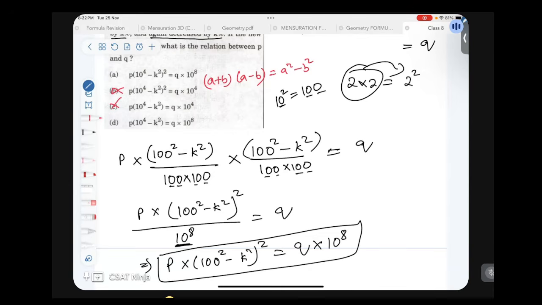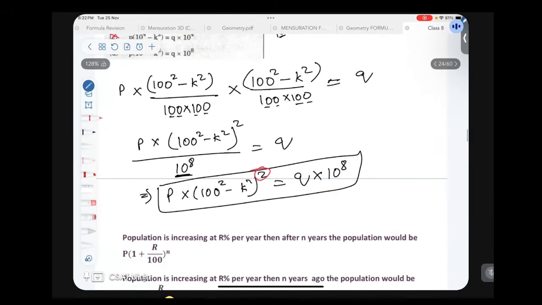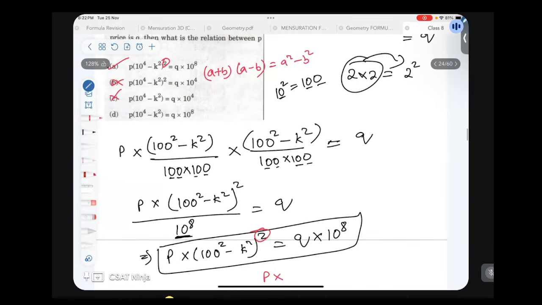And we have p here, we have p here, 10 minus k minus k. Remember, we have to the power 2 here. We have to the power 2 here. So our option will probably be this one. But you can also do it like this. I'll just solve it completely for you. P into, but before that, I'll have to teach you something here.